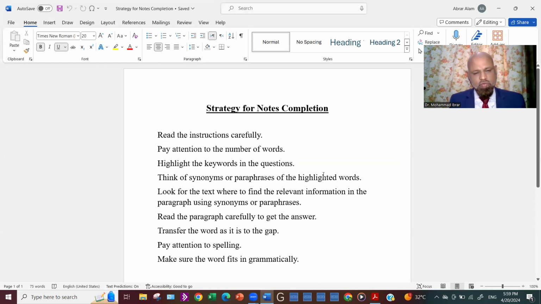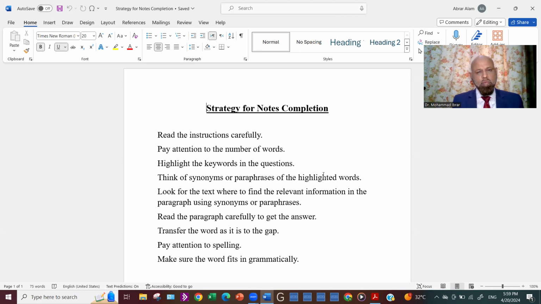So here is the strategy for notes completion. Read the instructions carefully. You need to read it very well. Pay attention to the number of words. You have to take into consideration the number of words that you need to use according to the instruction. Highlight the keywords in the questions. If you find any important word, you need to underline or highlight it.